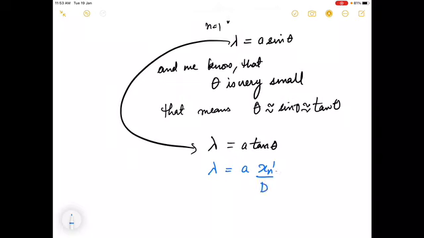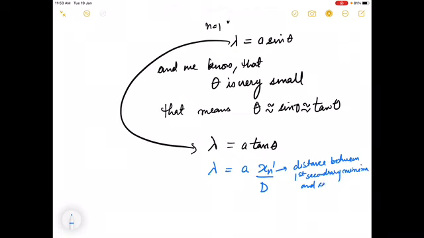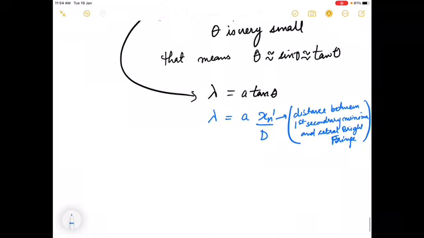What is your xn dash? It is the distance between first secondary minima and central bright fringe. I hope that is understandable, right? Okay, so that is what it is, right?